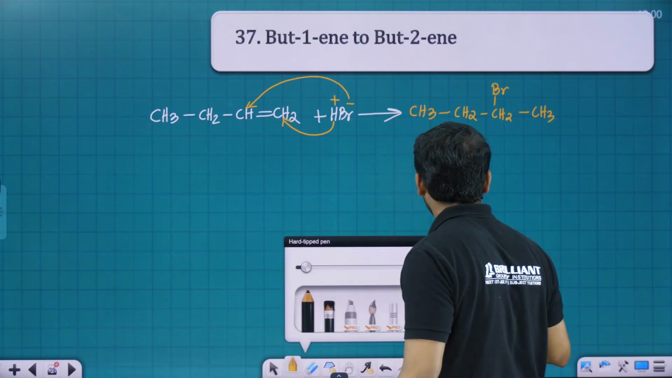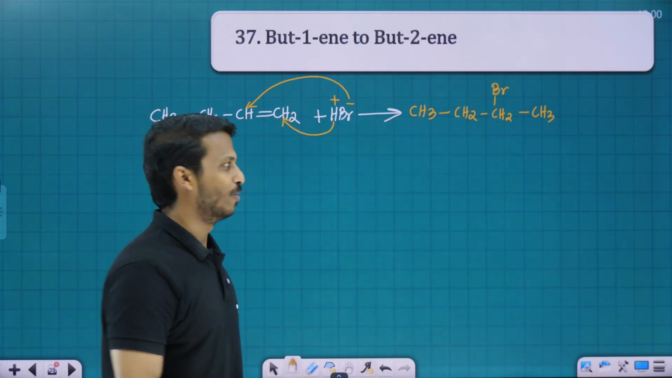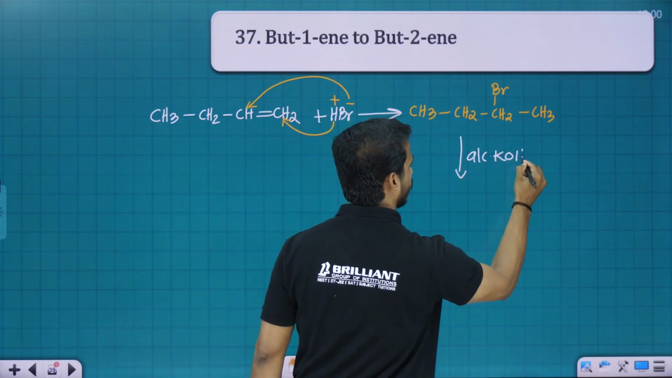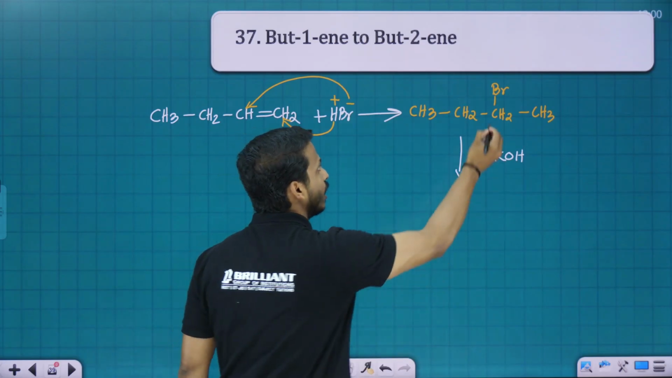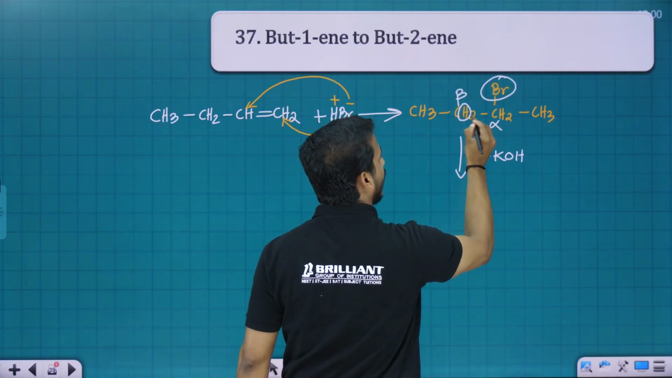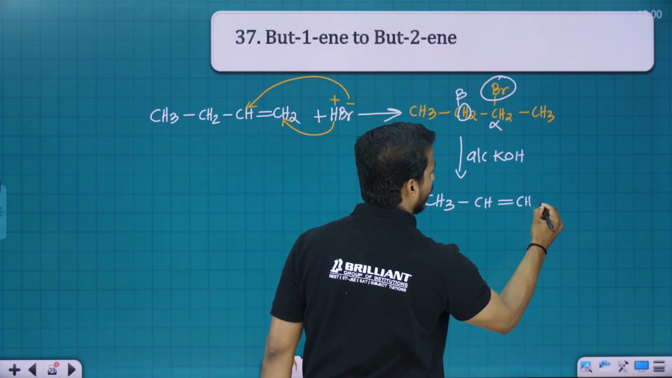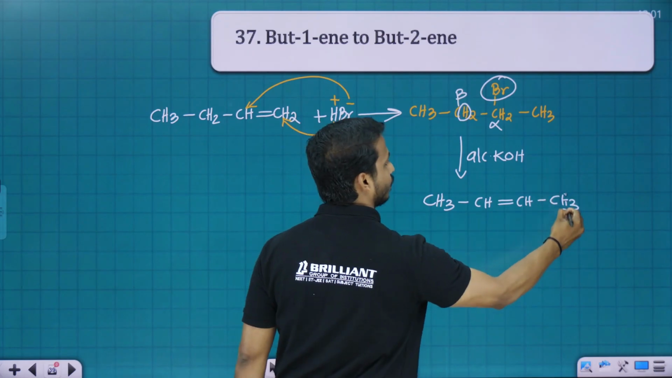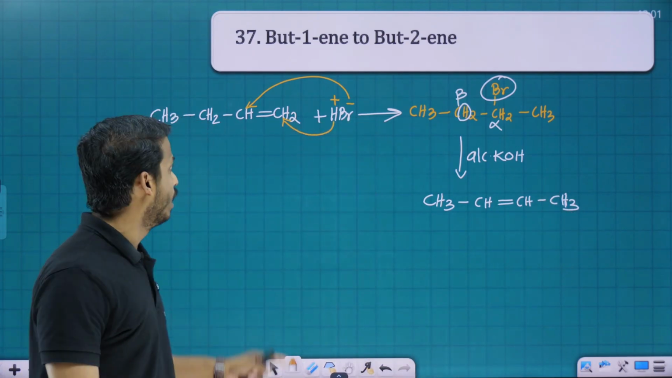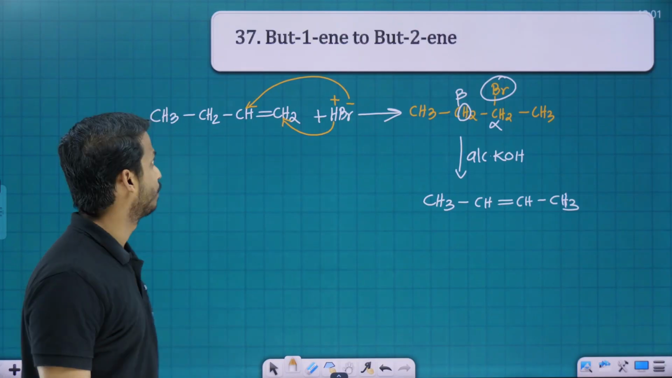Correct. Now let me do beta elimination. What is beta elimination? Treat with alcoholic KOH. Halogen goes from alpha, hydrogen goes from beta, and we get a double bond between alpha and beta. See, we got the double bond at the center. So to convert but-1-ene to but-2-ene, apply Markovnikov's rule first, then alcoholic KOH beta elimination.